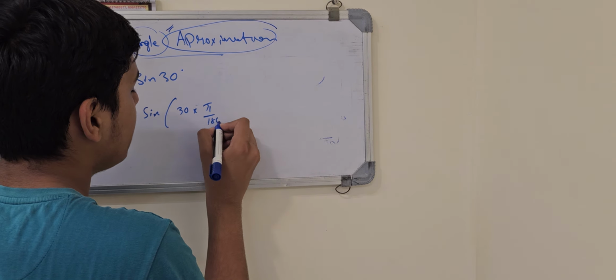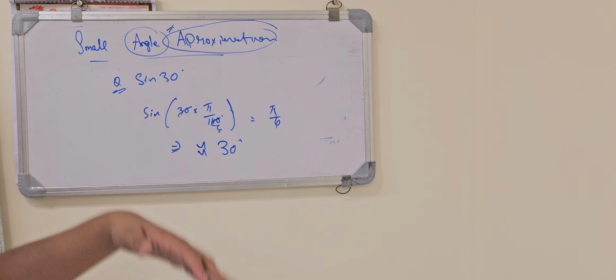This is pi by 6, and this is in radians. This will be approximately equal to 30 degree. Clap hands for you. Clap hands. This is wrong.